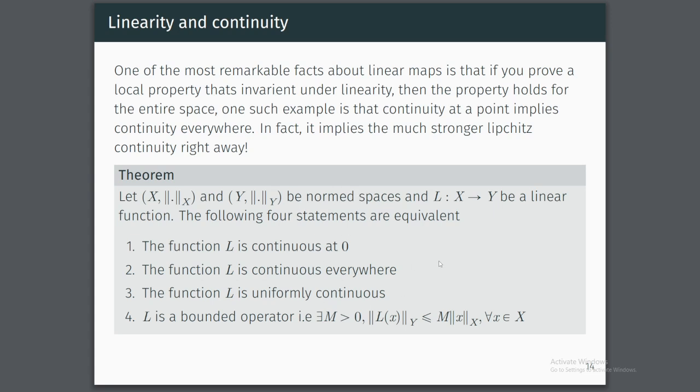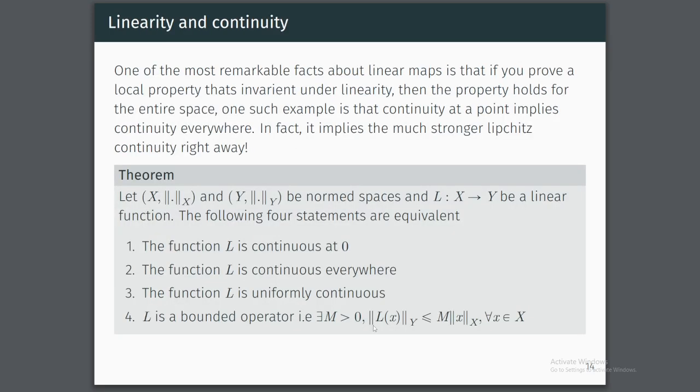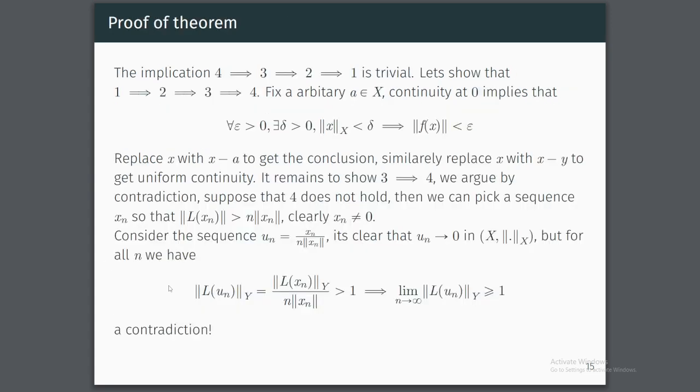Okay. So let's prove that continuity at 0 implies continuity everywhere. And we're going to do this in order. First of all, the reverse implications are all trivial, because boundedness implies the function is Lipschitz, which means it's going to be uniformly continuous, continuous, and continuous at 0. So we just need to prove that 1 implies 2, implies 3, implies 4. Okay? So 1 tells us that we have continuity at 0.